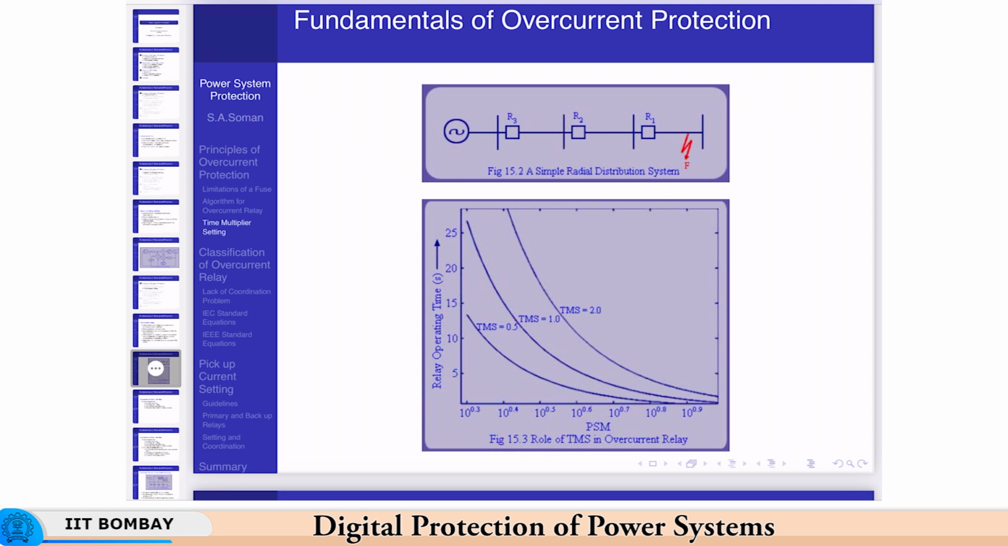If you see the figure on top, this is a simple radial system, and for a fault F1, or a fault F as it is shown here, the relay R1 should operate first, and the relays R2 and R3 are backup relays here. So, if you give a proper inverse characteristic and coordinate the relays, then this can be achieved.